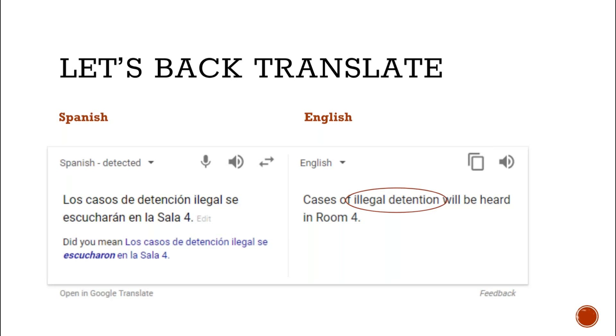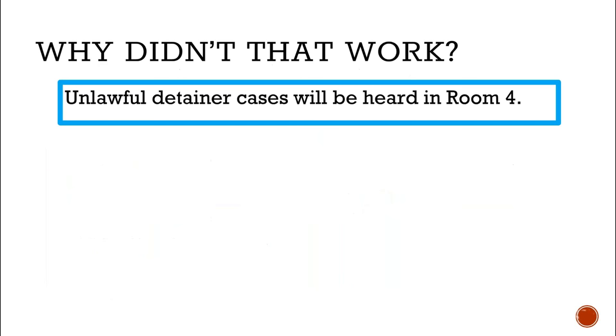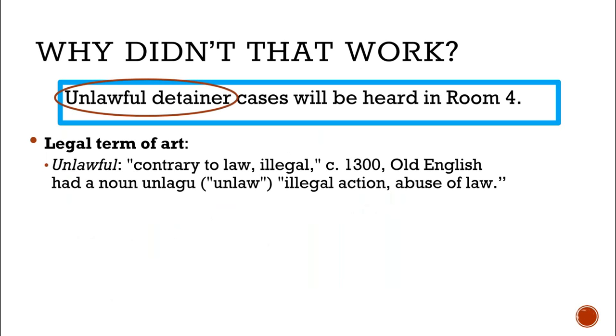You know, a complaint for unlawful detainer leads to an eviction, or can. But it certainly has nothing to do with illegal detention. So you can see here where things really went awry with Google. And why is that the case? Well, first of all, we have a legal term of art in unlawful detainer. This seemingly simple sentence is actually loaded with legal terms of art and some confusing constructions.